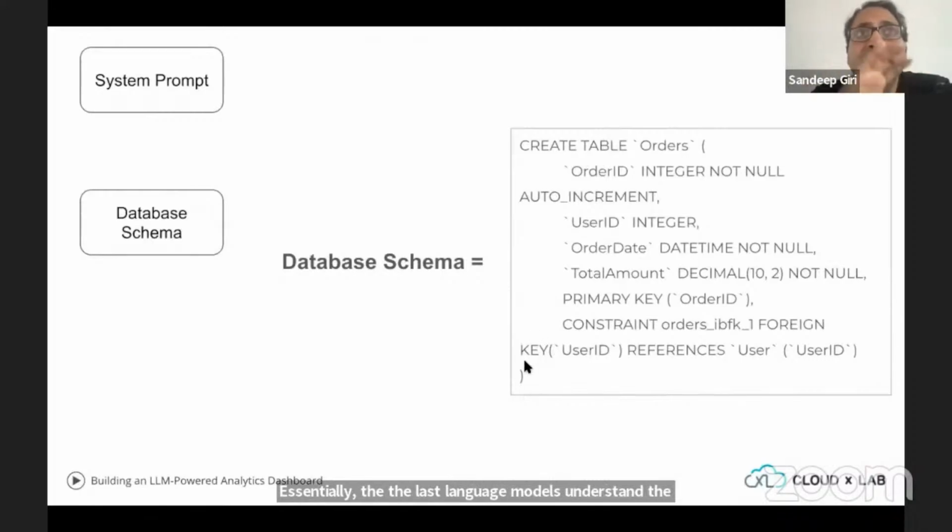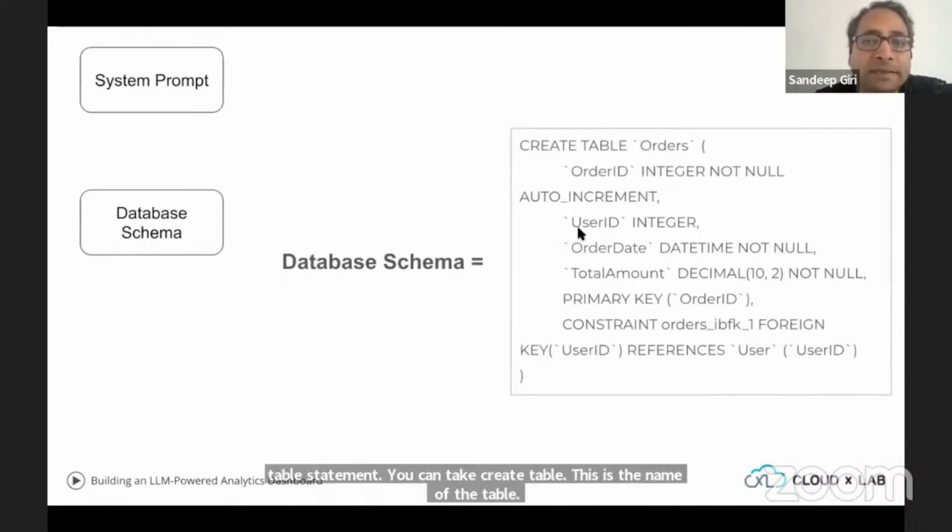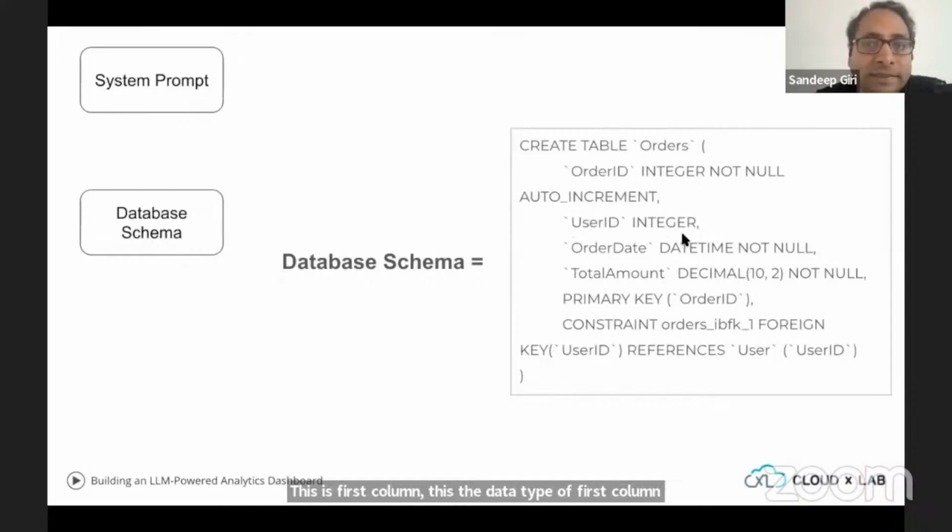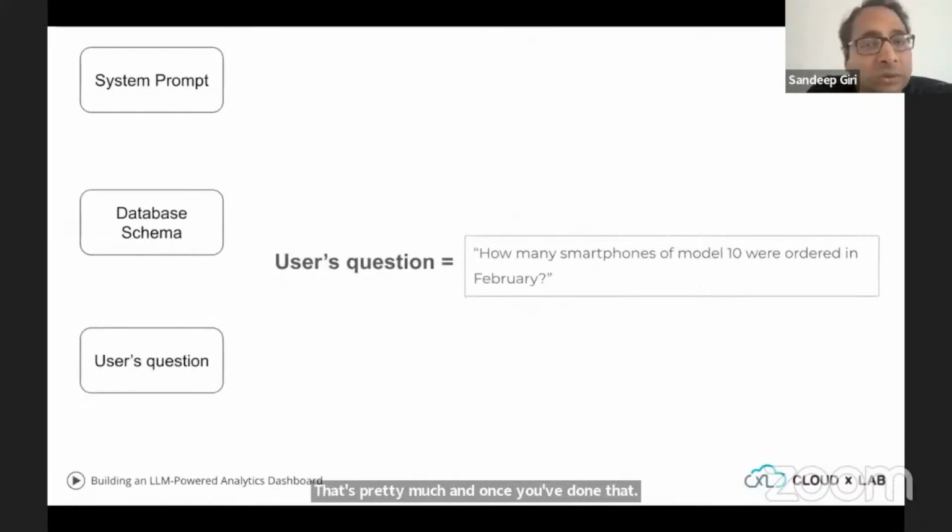You can also say, here is my table, and my table has these 6 columns. First column is order ID, second column is user ID, and so on and so forth. Instead of that, you can just give it the create table statement. You can say create table, this is the name of the table, this is the first column and the data type of the first column, and this is the second column and its data type, and so on. That's pretty much it. And once you have done that, you can ask the user question: how many smartphones of Model 10 were ordered in February?